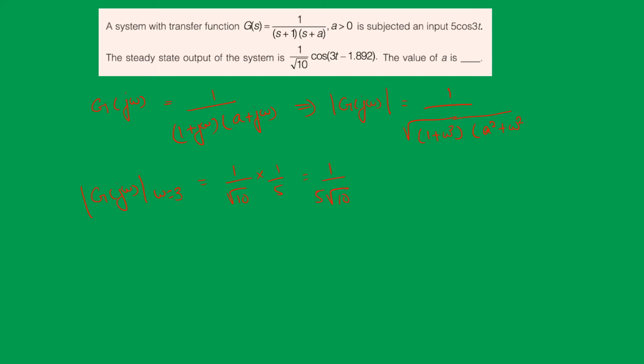Now we can equate both the equations. At omega equal to 3, 1 divided by root of (1 plus 9) into (A square plus 9) equals 1 by 5 root 10. So when you solve these equations, you will get A equal to 4. This is the answer for this question.